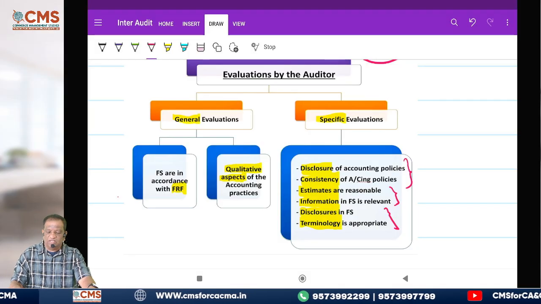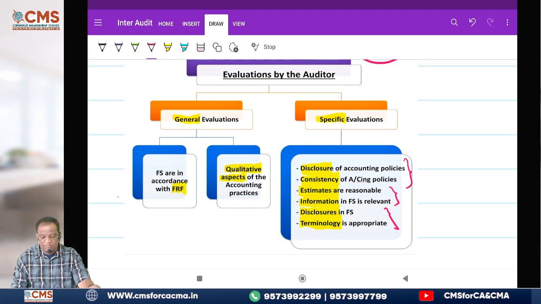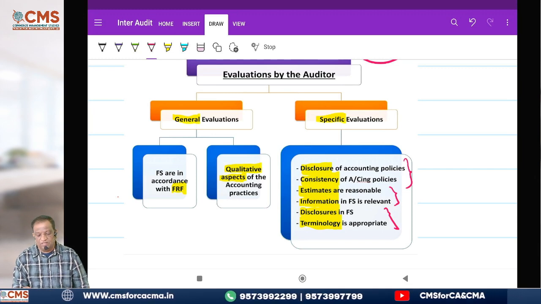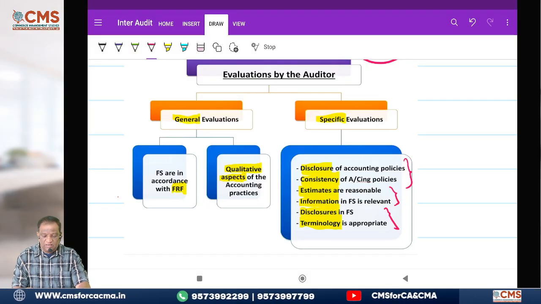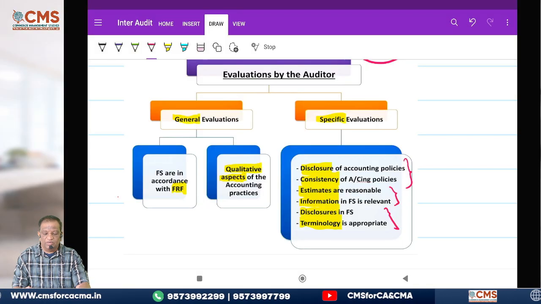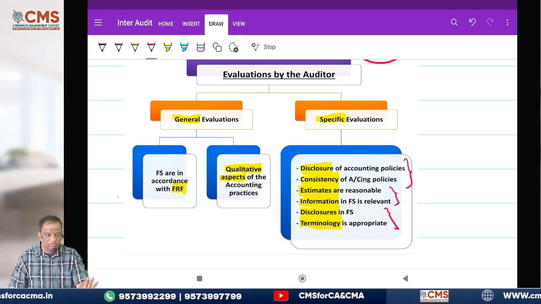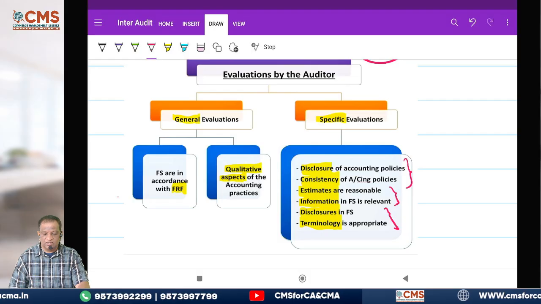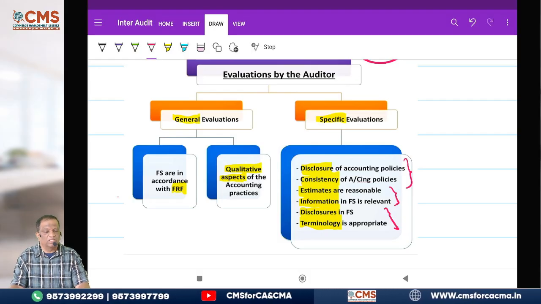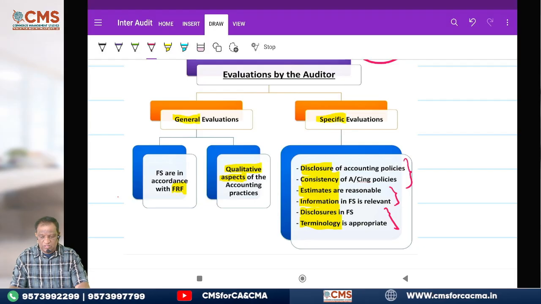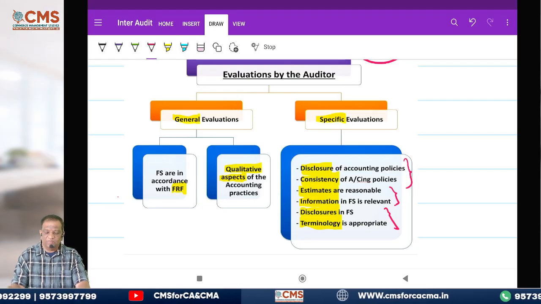In the specific evaluations, the first two points are on accounting policies: disclosure of accounting policies and consistency of accounting policies. Then the estimates are reasonable, and the following point, the auditor is to ensure that the information in the financials is relevant for the users in the understanding of the financials. And the last two are disclosures and terminology. They both are appropriate. Disclosures are as per the required statute, and the terminology is appropriate to the requirement.